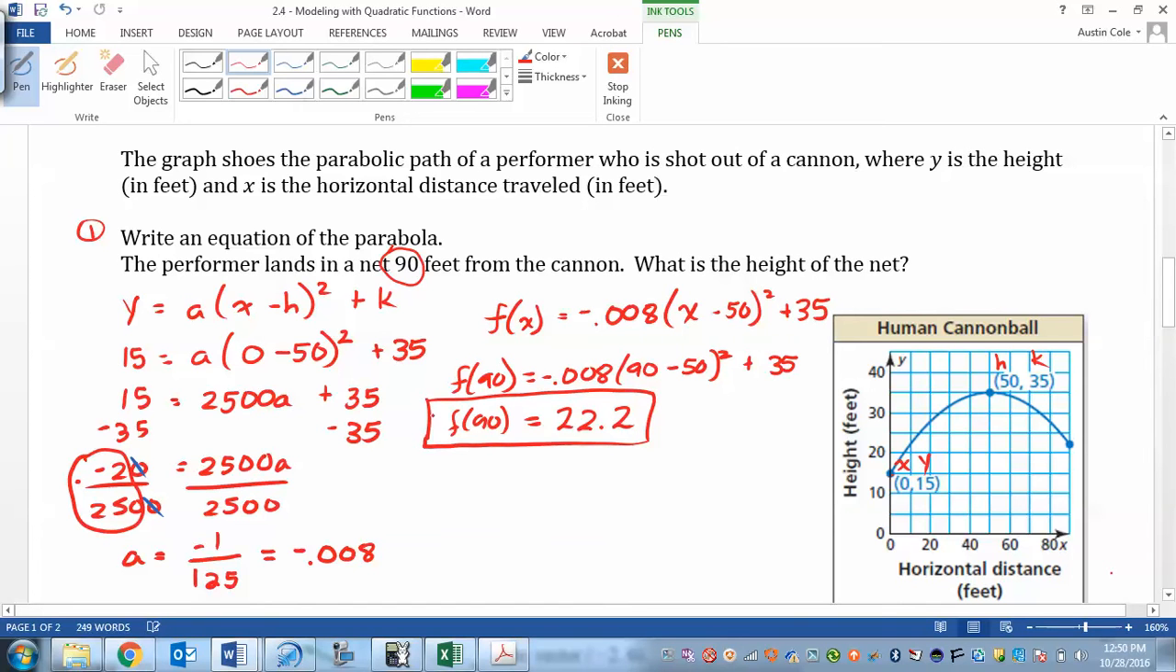What's 22.2 mean again? It's the height of the net. When this person that got shot out of a cannon was 90 feet horizontally from the cannon, he landed in a net, which is 22.2 feet in the air.